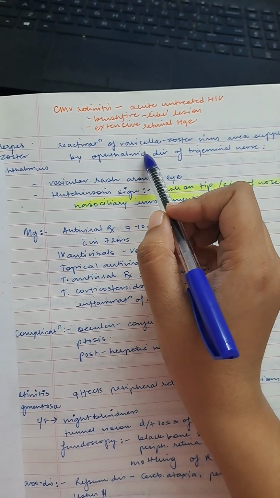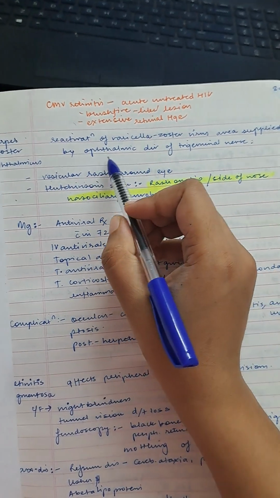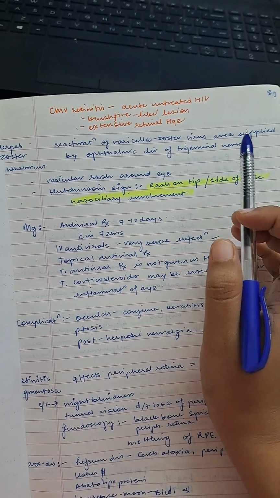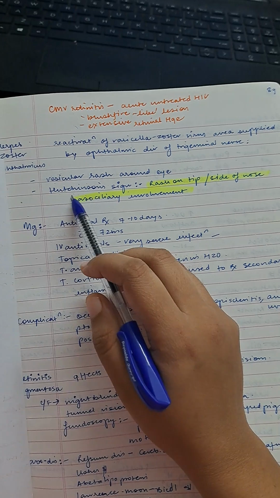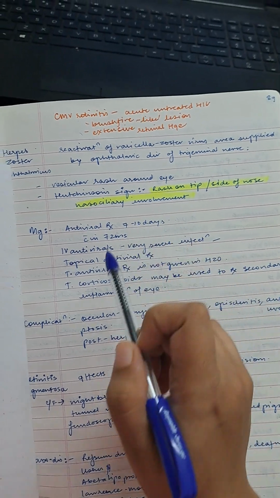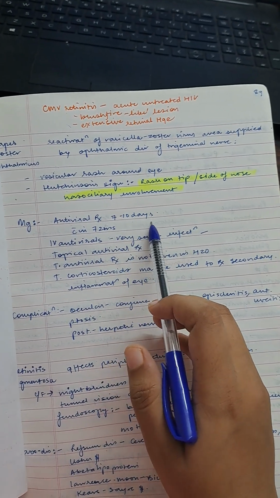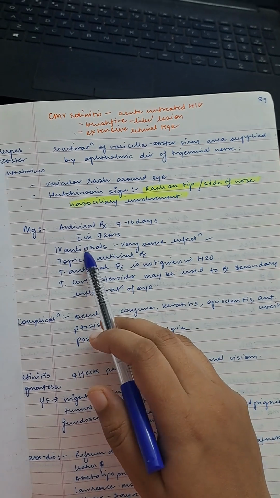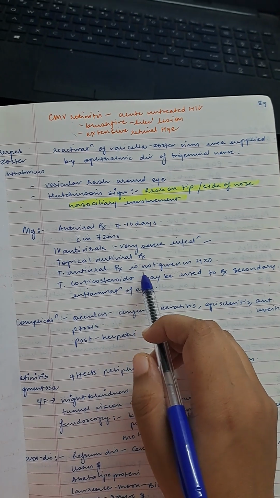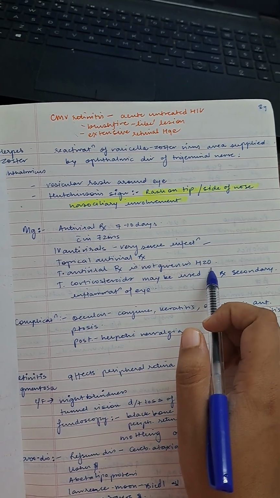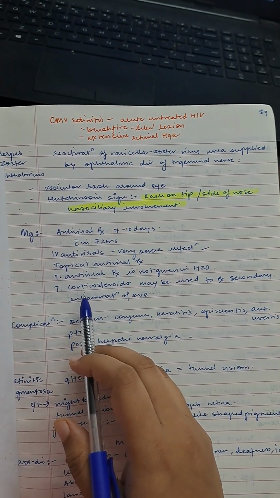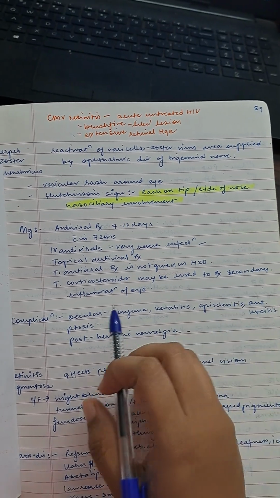Herpes zoster: reactivation of varicella zoster virus in the area supplied by the ophthalmic division of the trigeminal nerve. In Ramsay Hunt it will be in the ear, here it will be in the face. Vesicular rash around the eye, Hutchinson sign: rash on the tip, side, and nose, nasociliary involvement. Treatment: antivirals for 7 to 10 days orally within 72 hours, IV for very severe reaction, topical treatment can be given. Herpes zoster ophthalmicus: topical corticosteroids may be used to treat secondary inflammation of the eye.